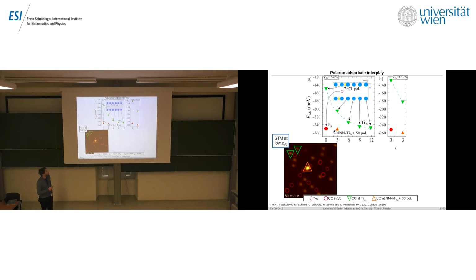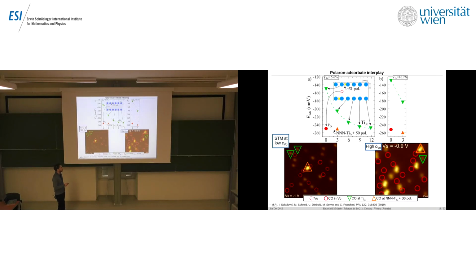But when we increase the concentration of oxygen vacancies, then we get rid of these convenient sites here, and we are left only with CO adsorbing close to the oxygen vacancies, so like in the oxygen vacancies and close to it, with the polaron just below. So that's why now we move to an image with a lot of bright spots.